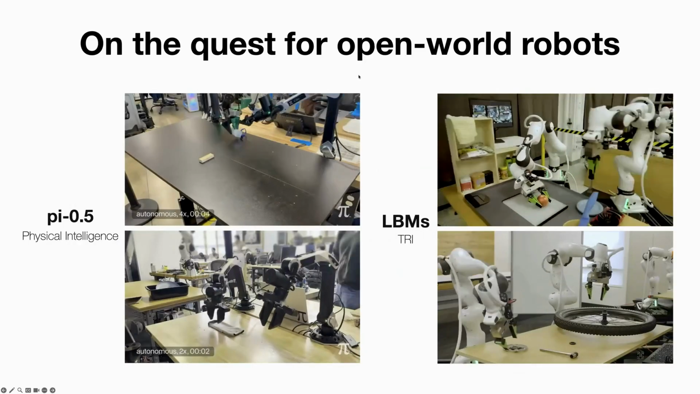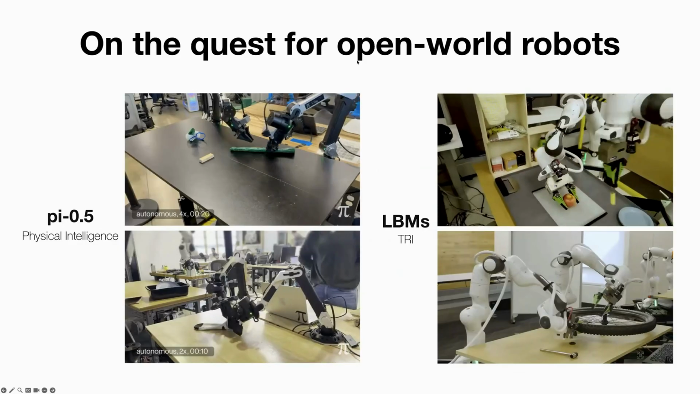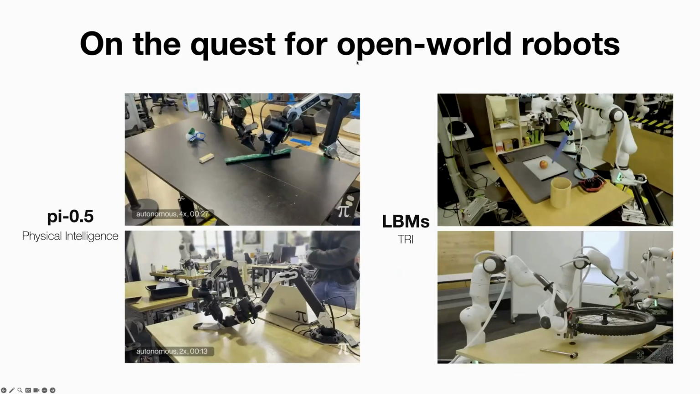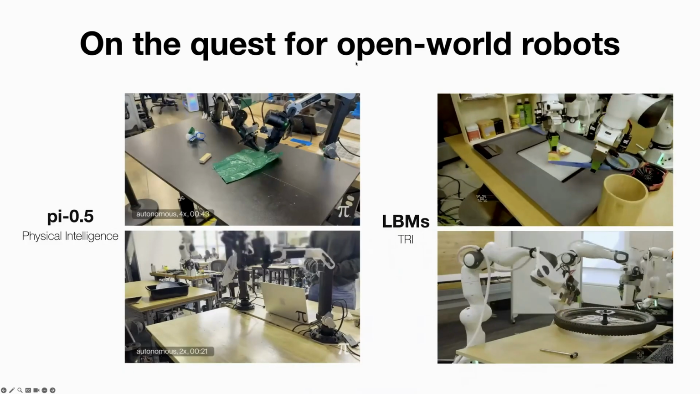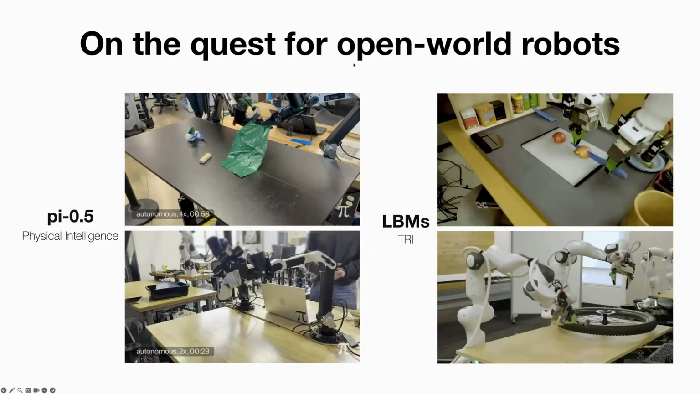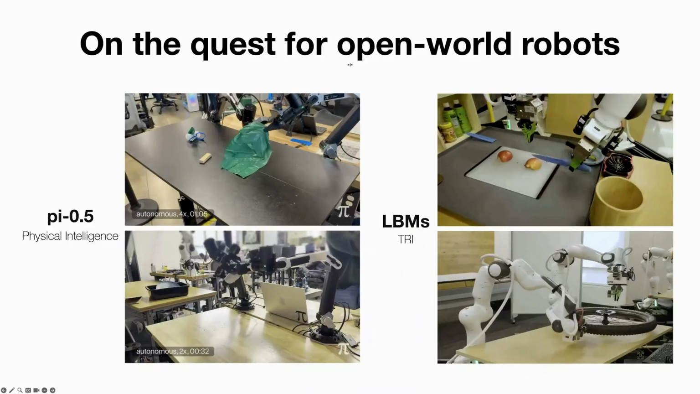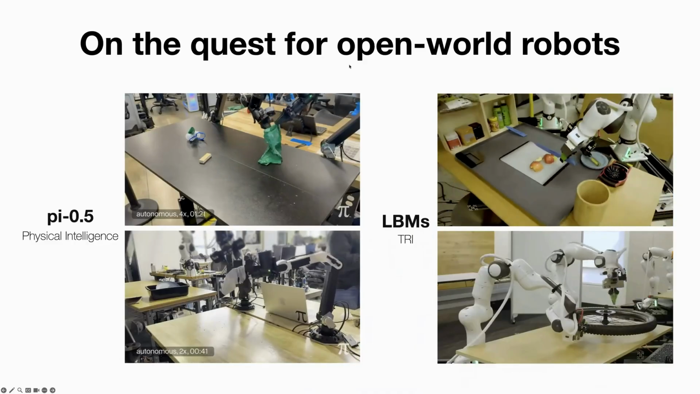And I think it's got to the stage where it's super impressive that basically any task we can demonstrate, the policy can learn it. So I think this release from Physical Intelligence and TRI on their Pi 0.5 and also the LBMs show some of the really impressive tasks I found.